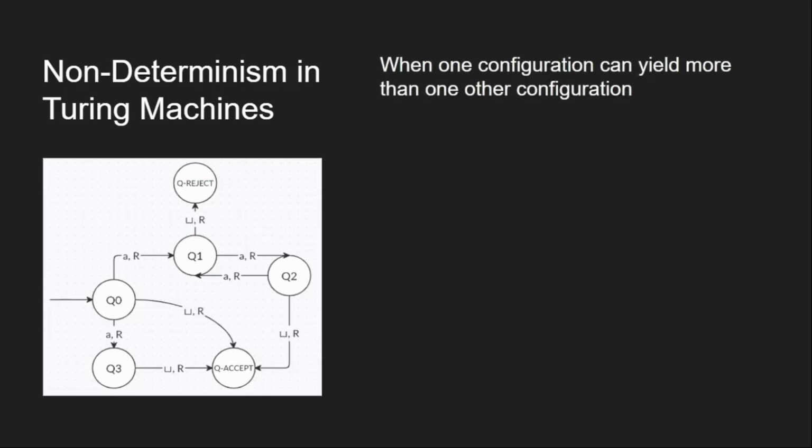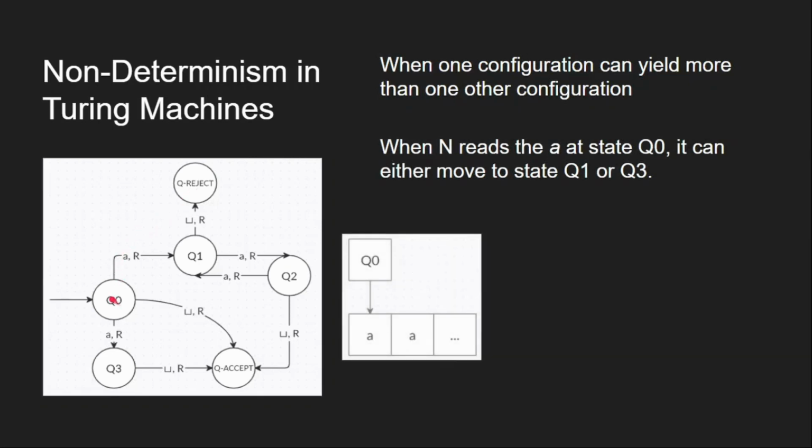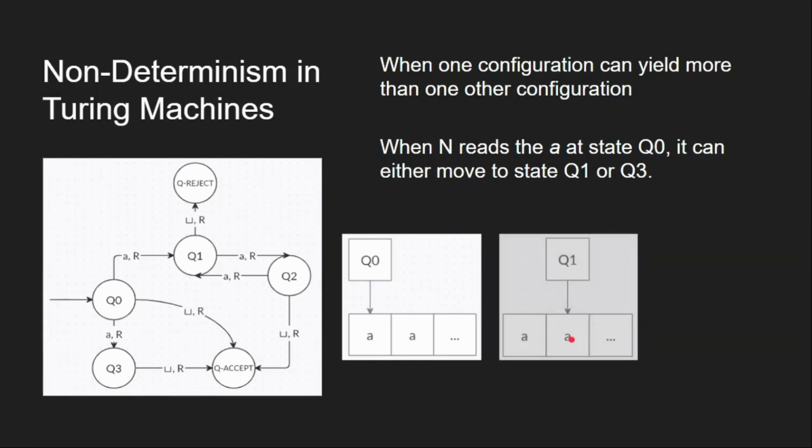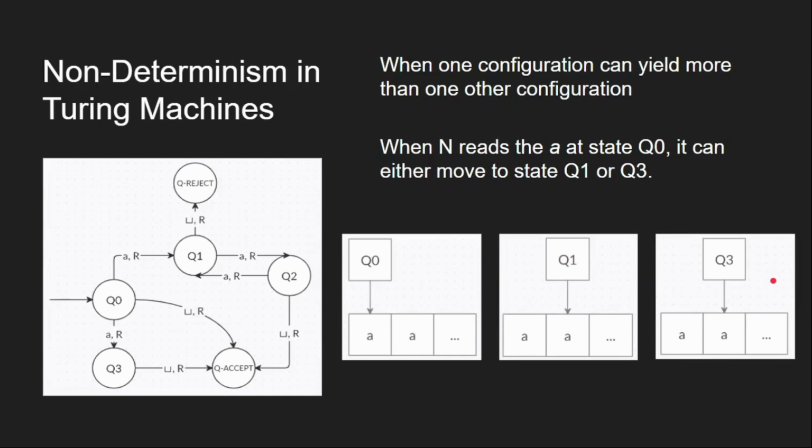Non-determinism is when a given configuration can yield more than one. And we have an example here where N reads an A in state Q0. It can either move to state Q1 or Q3. So if it's in this configuration, in state Q0, the tape contents is A, and the head is in the first position, it can either move to this configuration, Q1, or this configuration, Q3.